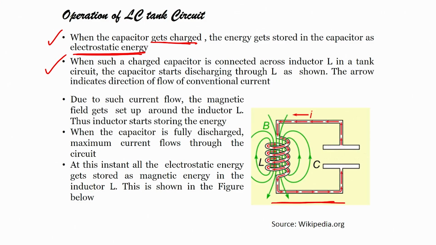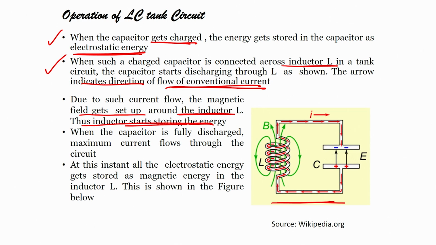If you see the screen, when a capacitor is connected across an inductor, the capacitor starts discharging through the inductor as shown. The arrow indicates the direction of flow of conventional current. Due to such current flow, a magnetic field gets set up around the inductor, and thus the inductor starts storing the energy. So, the capacitor starts discharging and the inductor starts charging.